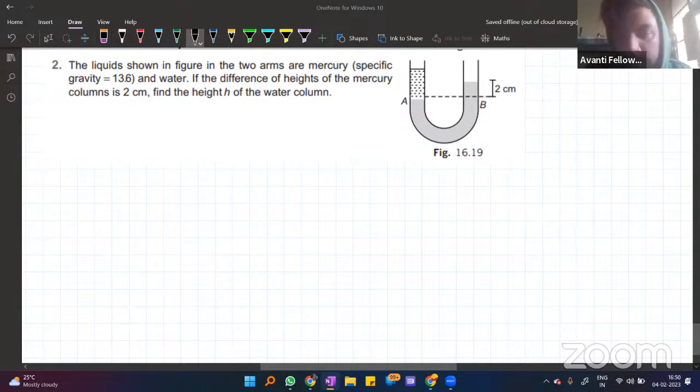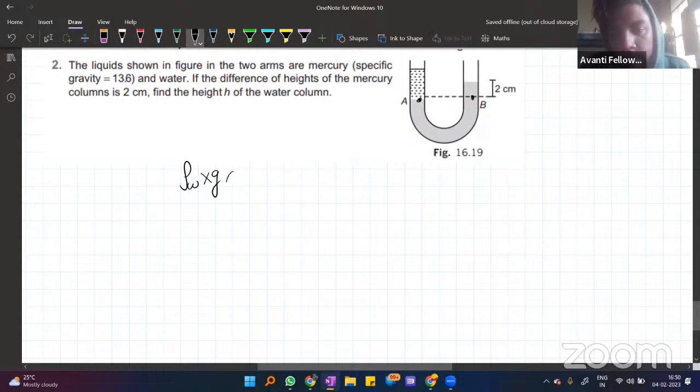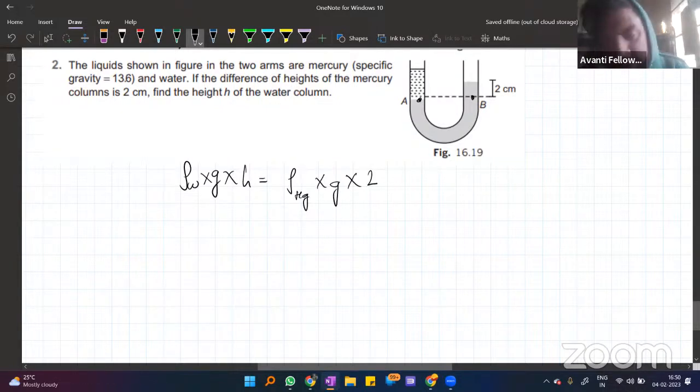Okay, let me solve this question. We know pressure at point A will be equal to pressure at point B, right? Pressure at point A will be equal to rho, that is water, so rho of water into G into height H will be equal to rho of mercury into G into H, which is 2 centimeters. We are going to solve it using CGS unit. The G and G will get cancelled out.